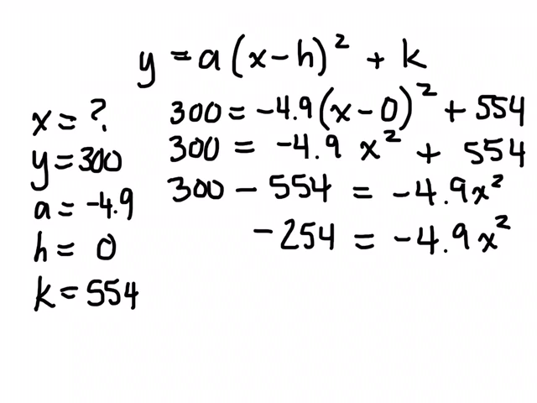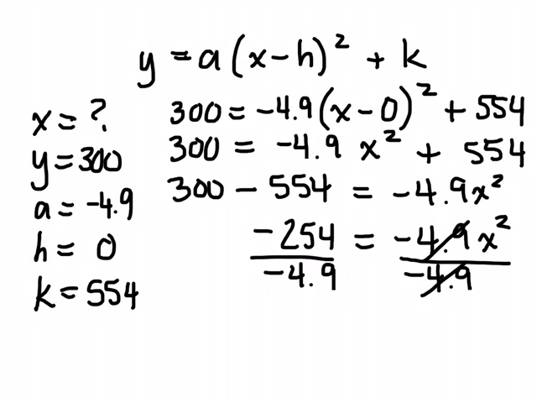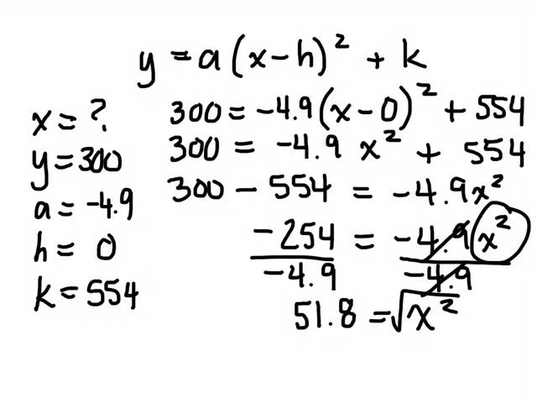What's the next step here? Okay, so if I divide this by negative 4.9, I have to divide this side by negative 4.9. Negative divided by negative is positive. Did you get 51.8? Yeah. Equals x squared. Okay, but I need to know what x equals. What's the opposite of squaring a number? Square root. So the square root of x squared is x. What's the square root of 51.8? We can round it to one decimal place. So it's approximately equal to 7.2.